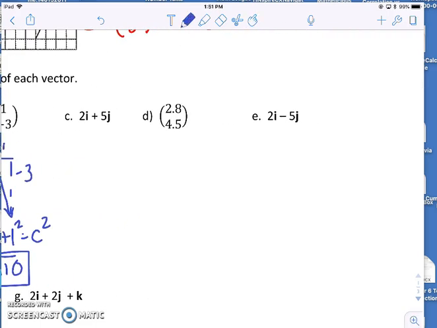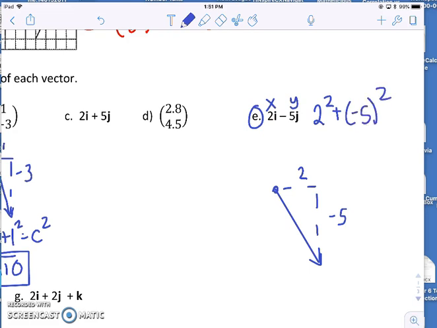Let's take a look at this one. So remembering that this is our x movement and our y. So it goes over 2 and down 5. And then we could set that up as well. 2 squared plus negative 5 squared. So we have 4 and 25. So we have the square root of 29.